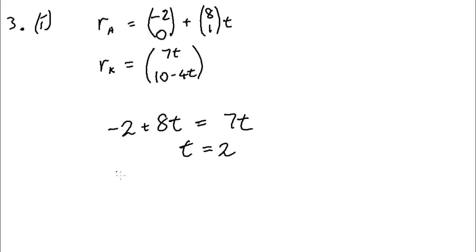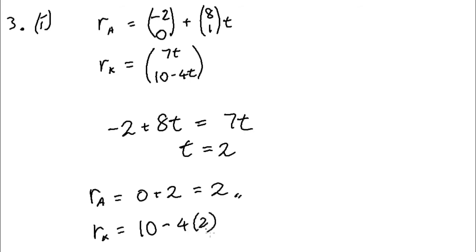And now we just need to put t equals 2 into the y's to find if they are equal. If they're equal, they meet. So for the y of Ra, it's equal to 0 plus t, which is 2, gives you a 2. And for Rk, it is 10 subtracted by 4 lots of 2's, which is 10 minus 8, 2 again, and therefore they are equal. So right now you have the y coordinate 2.